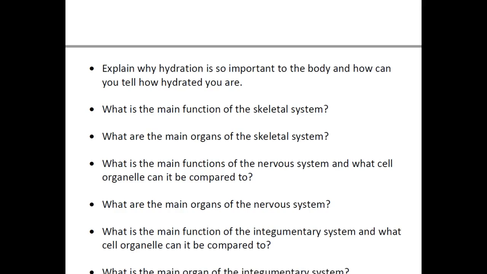What is the main function of the nervous system, and what cell organelle can it be compared to? Well, the main function of the nervous system is to provide communication, and of course the organelle that it would be most often compared to is the nucleus. What are the main organs of the nervous system? The brain and the spine.